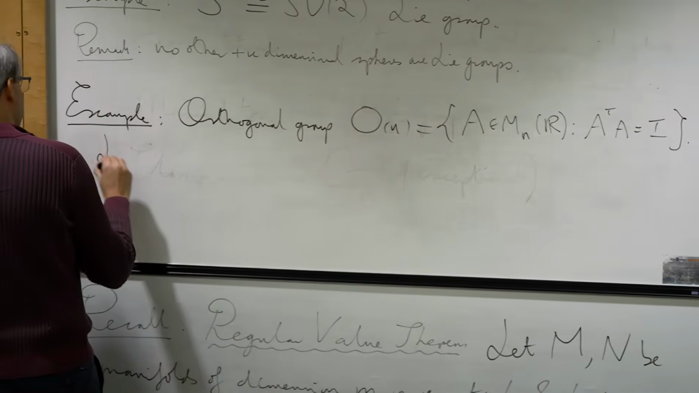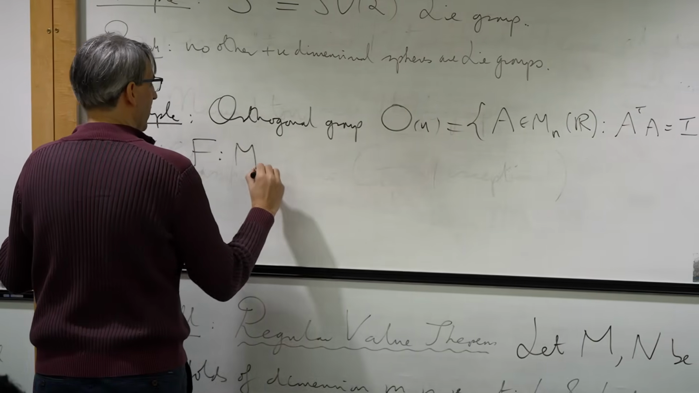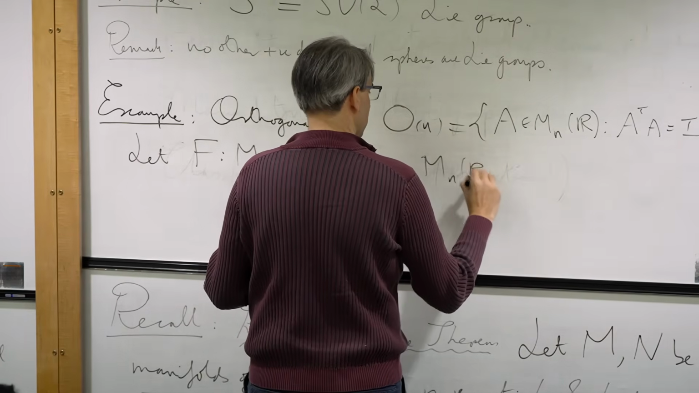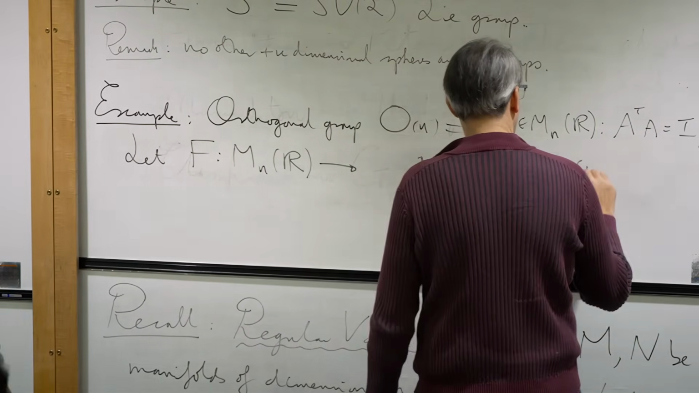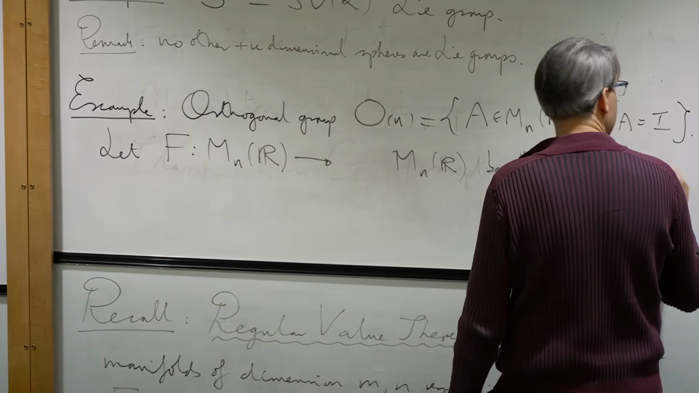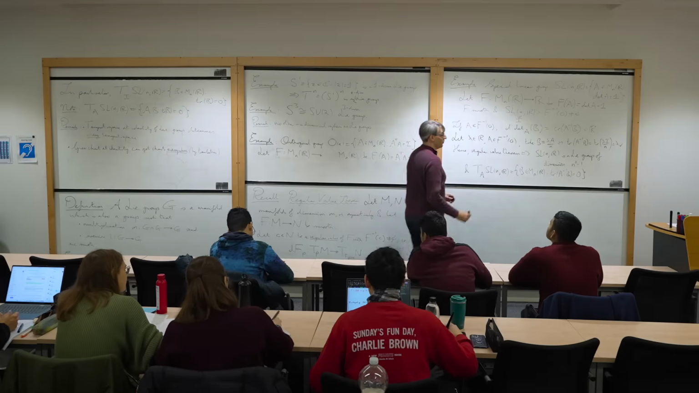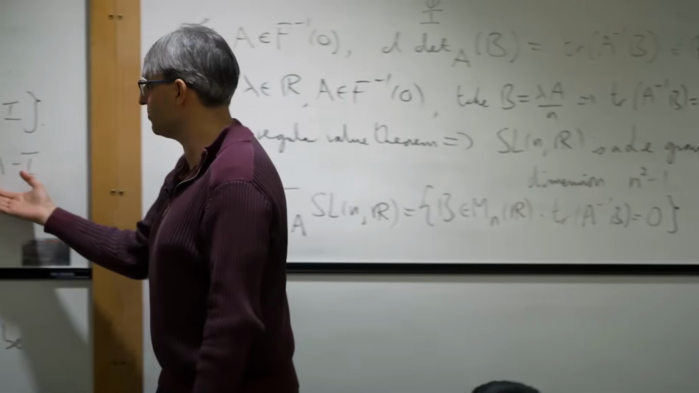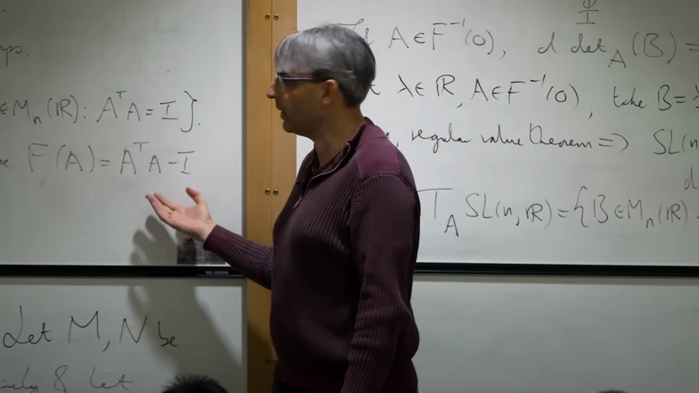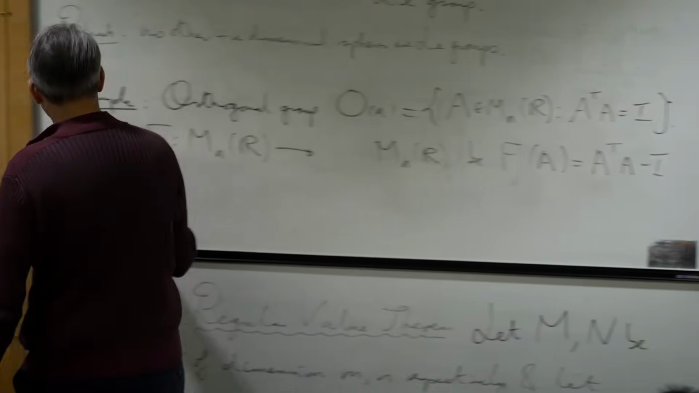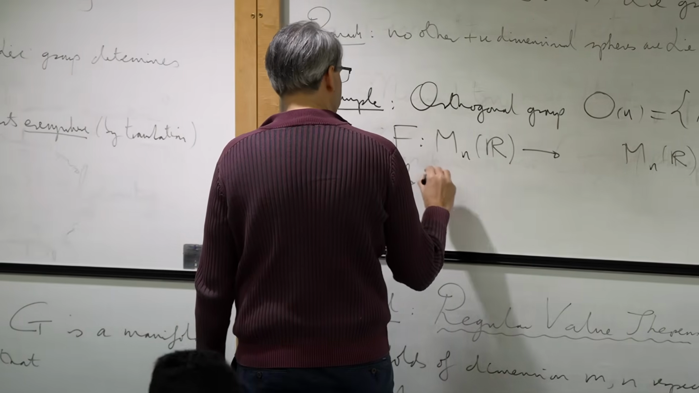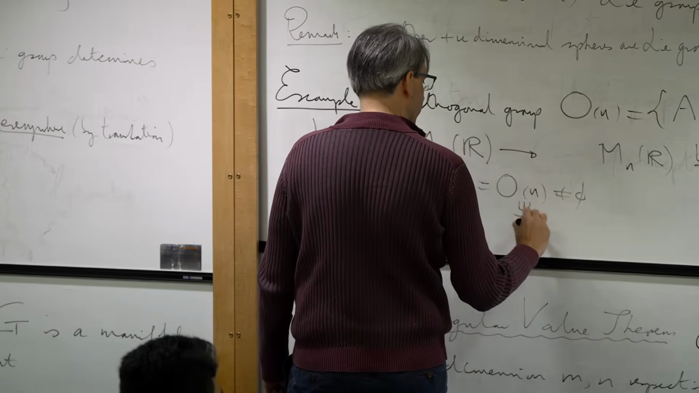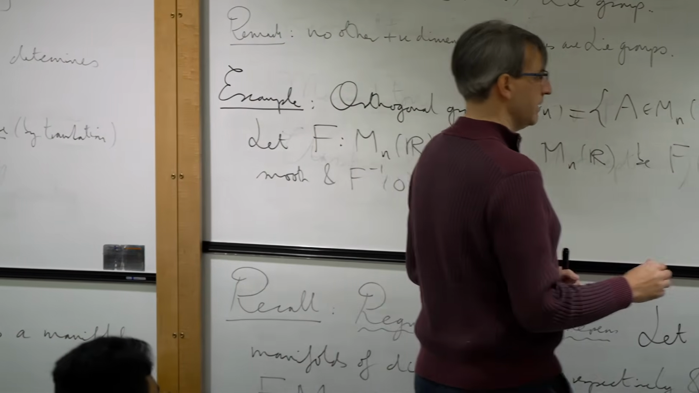So let f from M_n(R) to M_n(R) be f of A is A transpose A minus the identity. We're basically just copying what we did on this board, right? We're just going to write down the most obvious thing whose zero set is the thing we want. This is smooth because everything is polynomial. So this is again a smooth map between these two objects. And f inverse of 0 is the orthogonal group, which is non-empty because the identity is in it. Okay, so everything is proceeding as it did before.